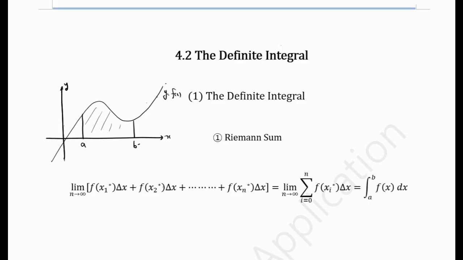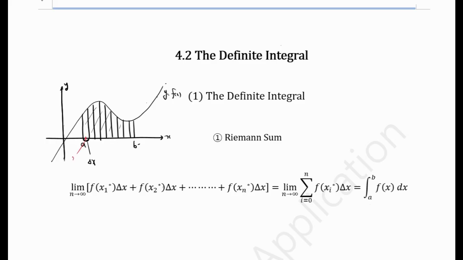In the previous section, we already discussed how we can find the area between the curve f(x) and the x-axis. We subdivide from x equals a to x equals b. Subdivide at the same base length, this delta x, and we can select the sample point.